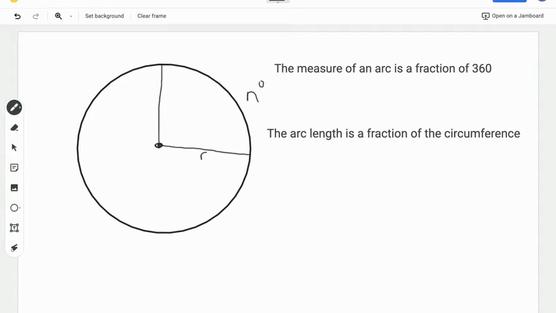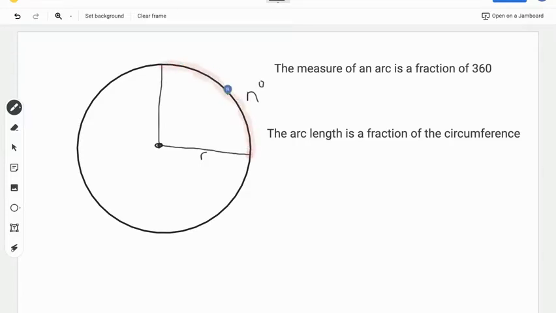So the first thing that we need to take a look at today is this idea of arc lengths and finding the measurement of an arc length. Now, a couple of things I want you to keep in mind. Remember that when we talk about an arc, we are talking about part of the circle that's here on the outside, right? A portion of that circumference.